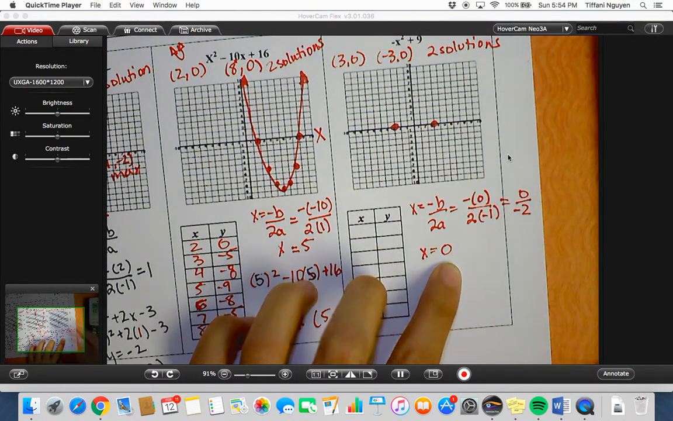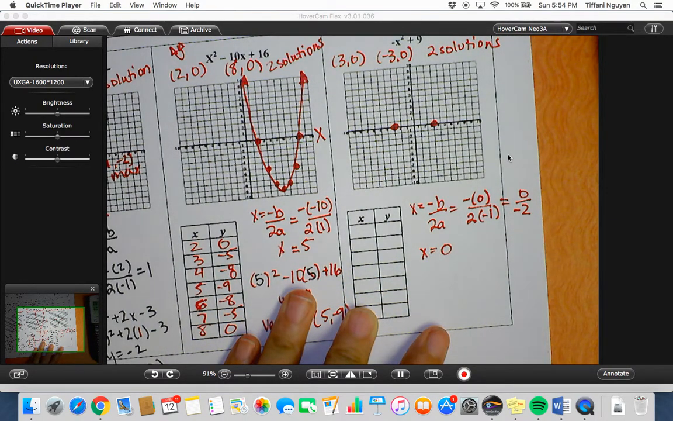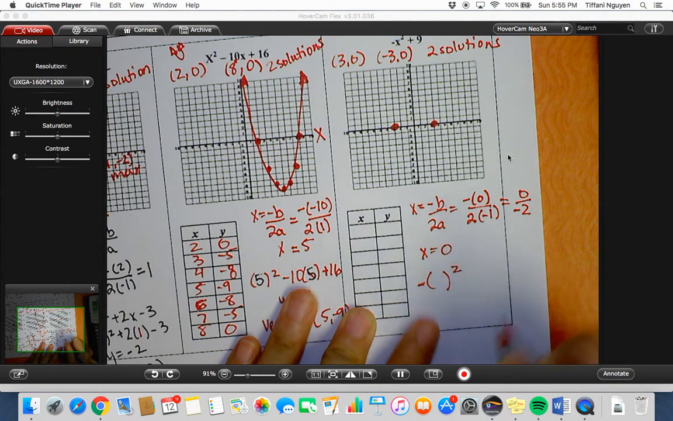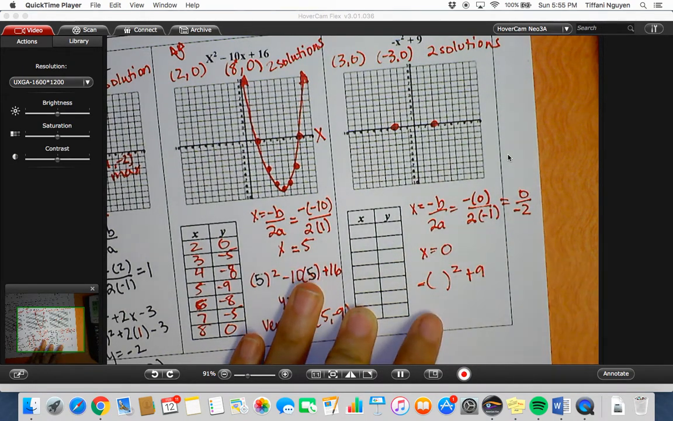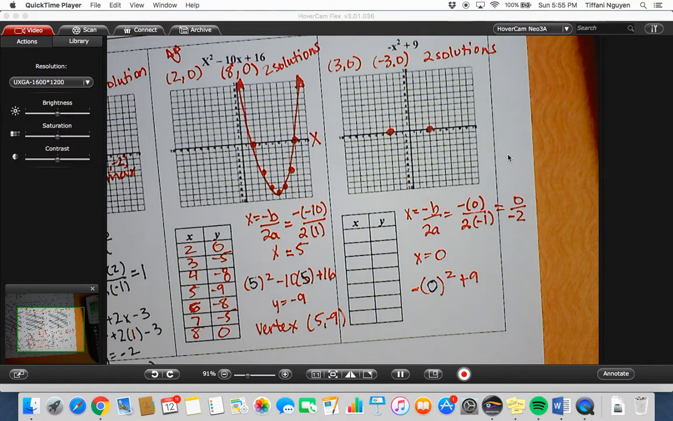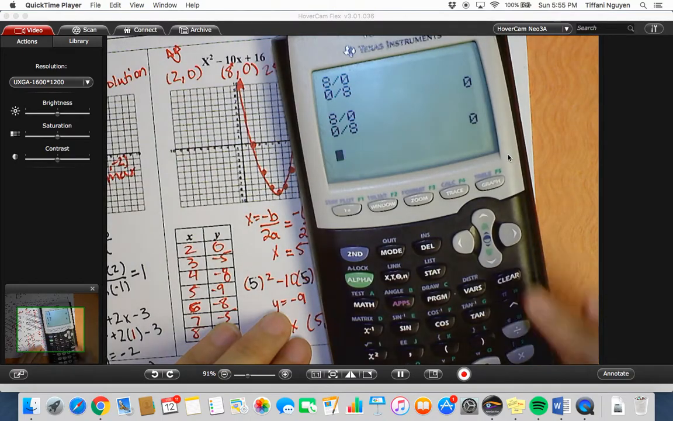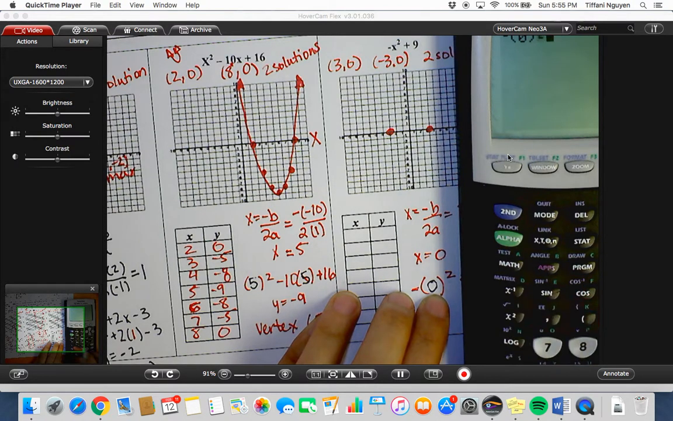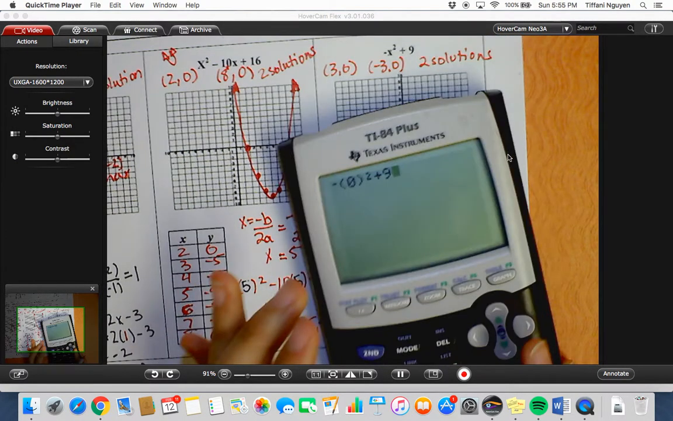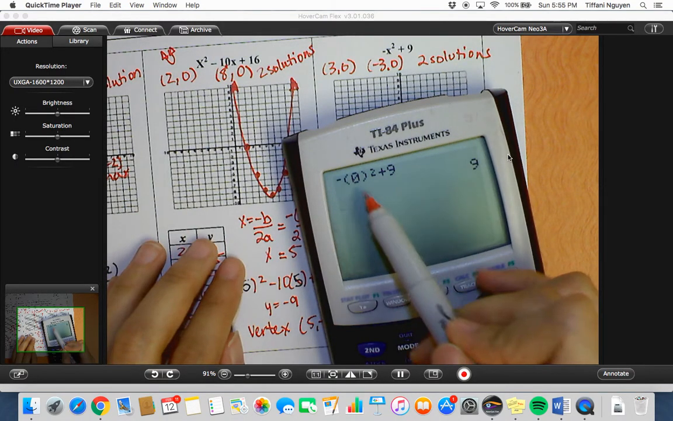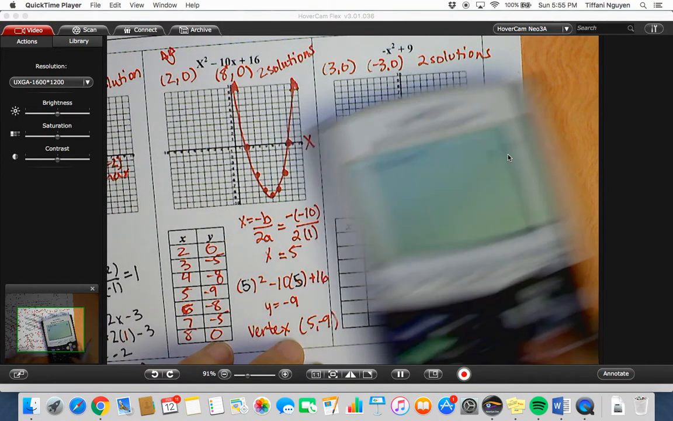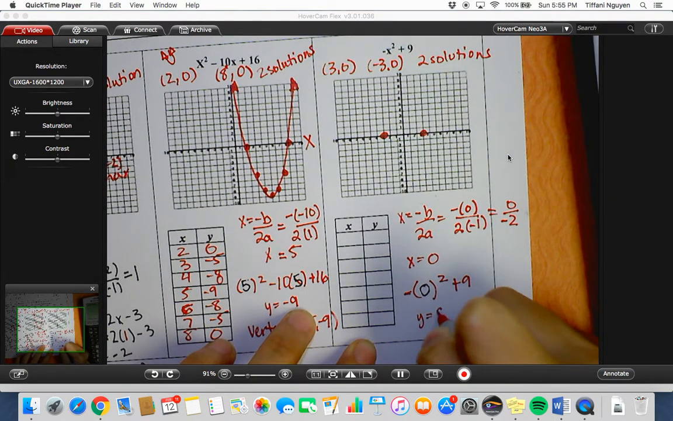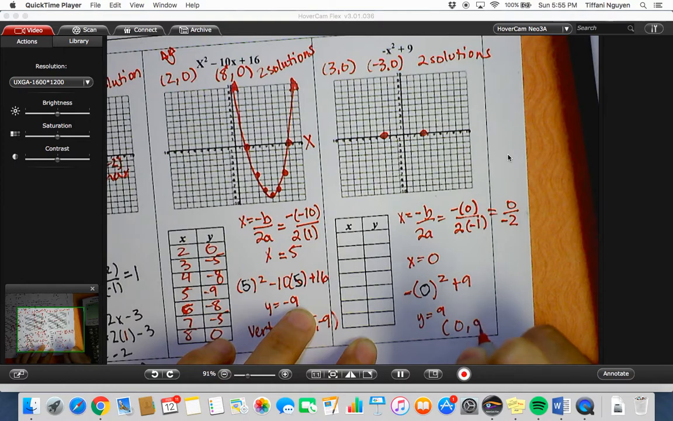All right, so you're going to plug this back in. I'm going to have, let's see, negative 0 squared plus 9. I'm going to substitute 0 in here for you to see. What do you guys think that's going to be? If you guess 9, you're correct. If you want to double check yourself, you can most certainly do that. You have negative parentheses 0 squared plus 9. Any 0 times 0 is going to give you 0. So my y value is 9. So my vertex is 0, 9.